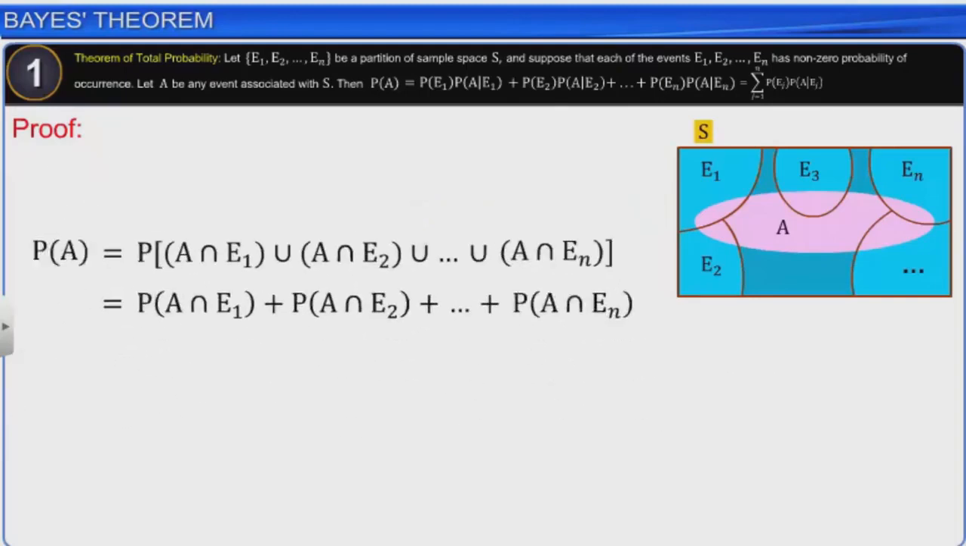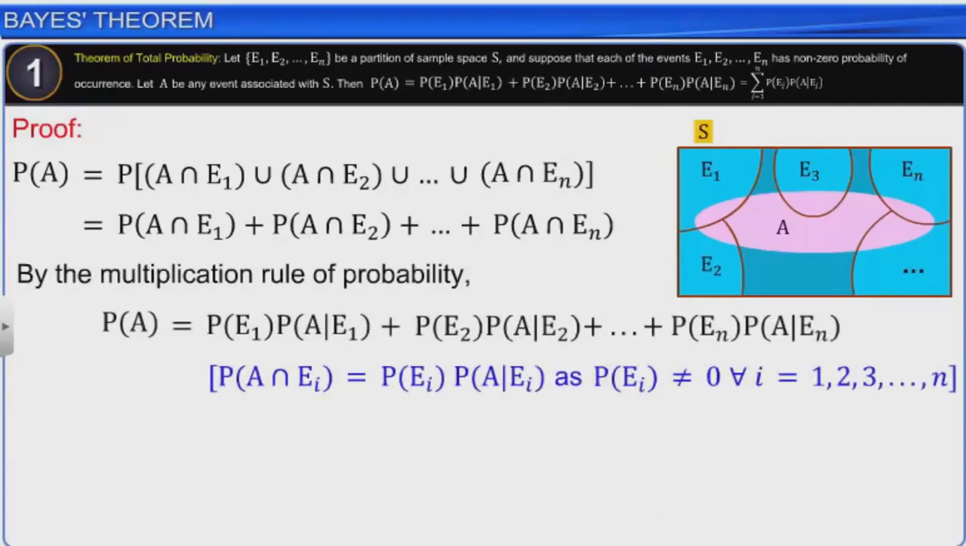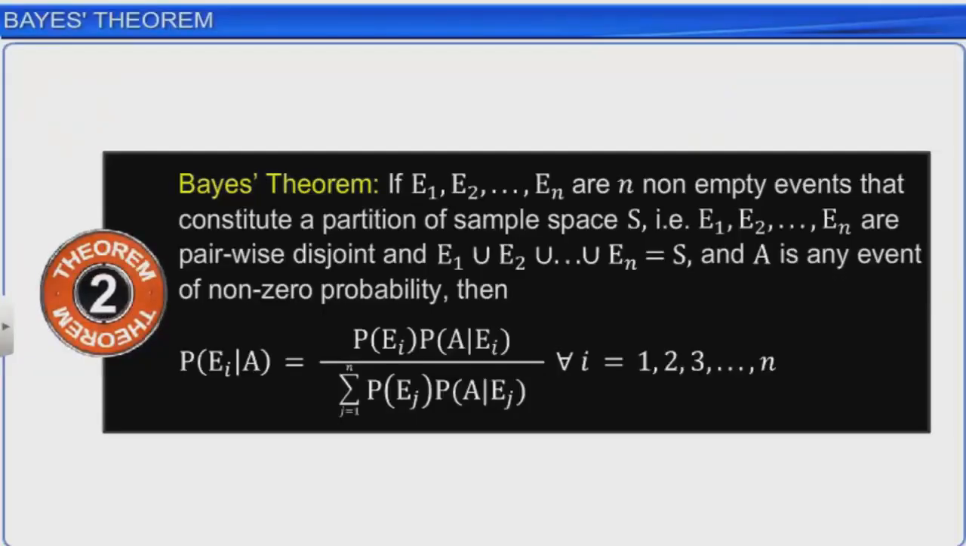Now, by the multiplication rule of probability, we get the probability of A as shown. This can also be written as the summation of the probability of Ej into the probability of A given Ej, where j is running from 1 to n. Hence the theorem is proved. Let's now state and prove Bayes' theorem.